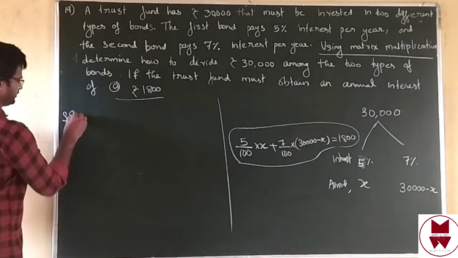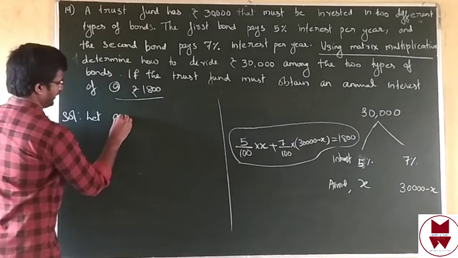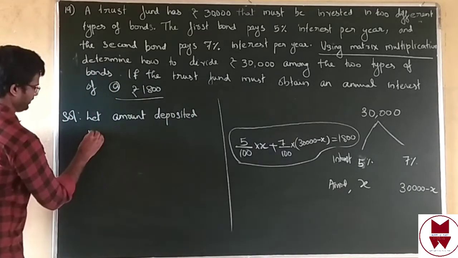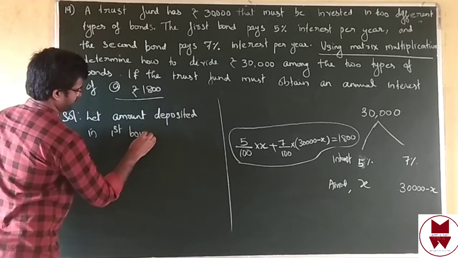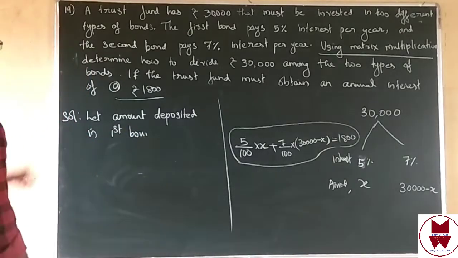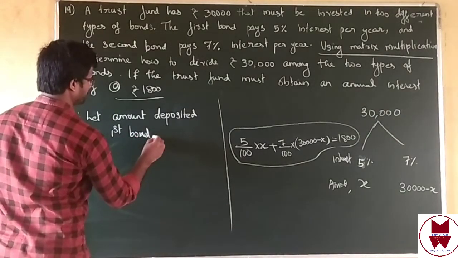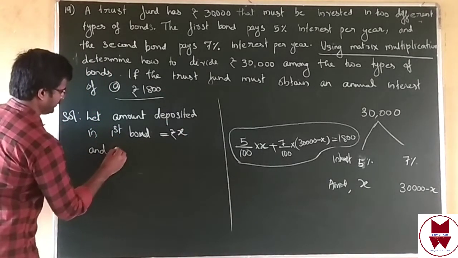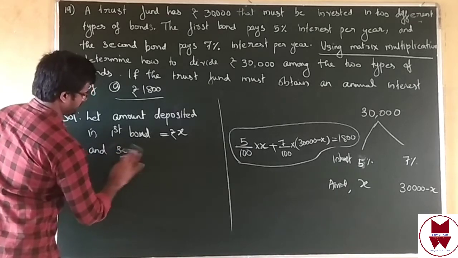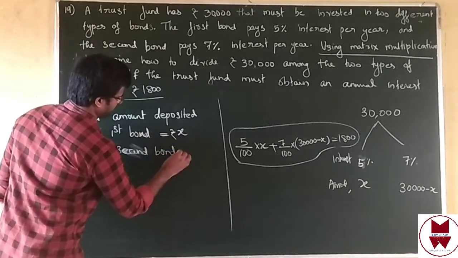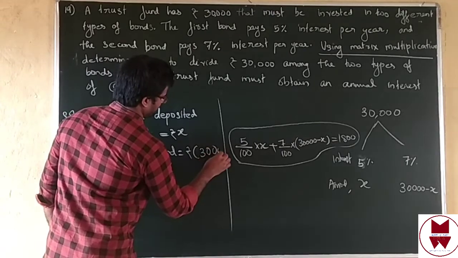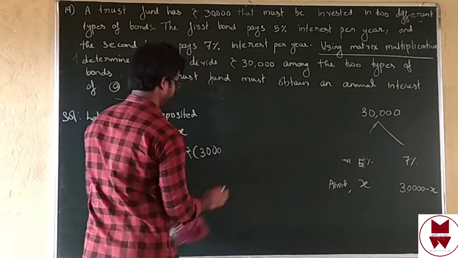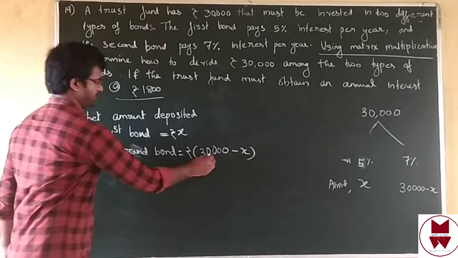We can start. Let the amount deposited in the first bond equal X, that is rupees X in the first bond, and in the second bond, the remaining money, that is rupees 30,000 minus X. Rupees 30,000 minus X in the second bond.